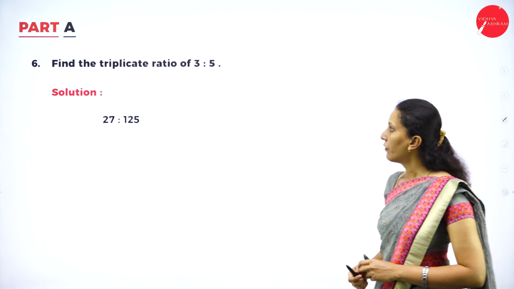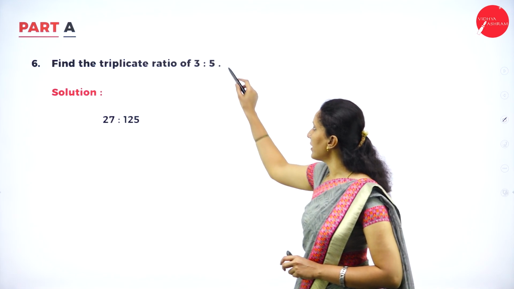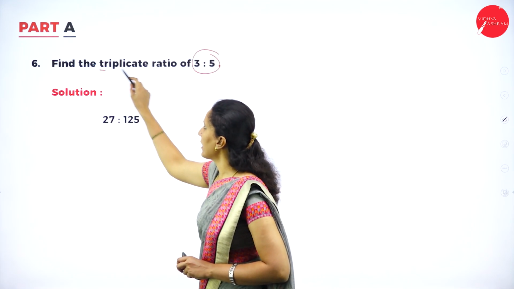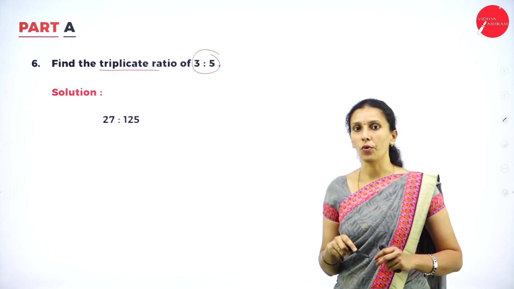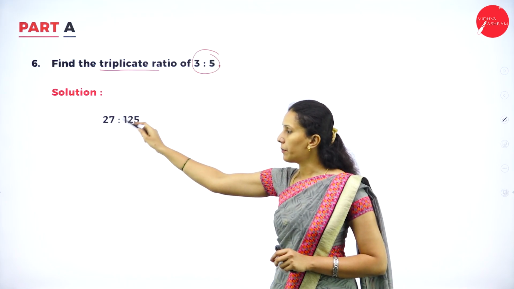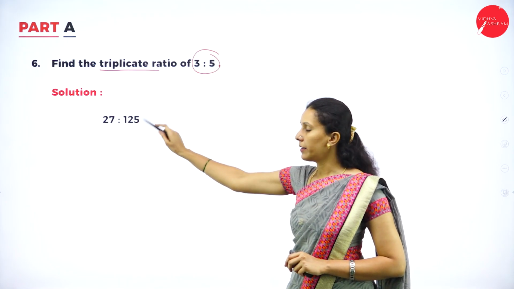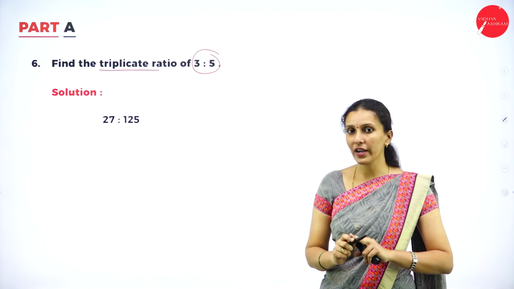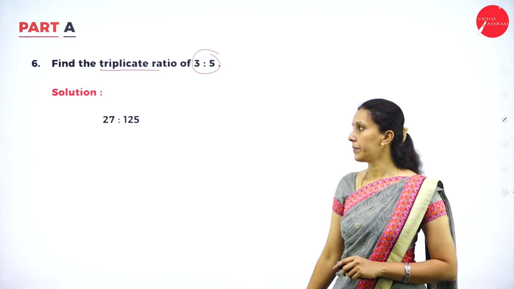Next we have: find the triplicate ratio of 3:5. So triplicate is nothing but the cube of the ratio. So 3 cube is nothing but 27, 5 cube is nothing but 125. Hence the answer is 27:125.